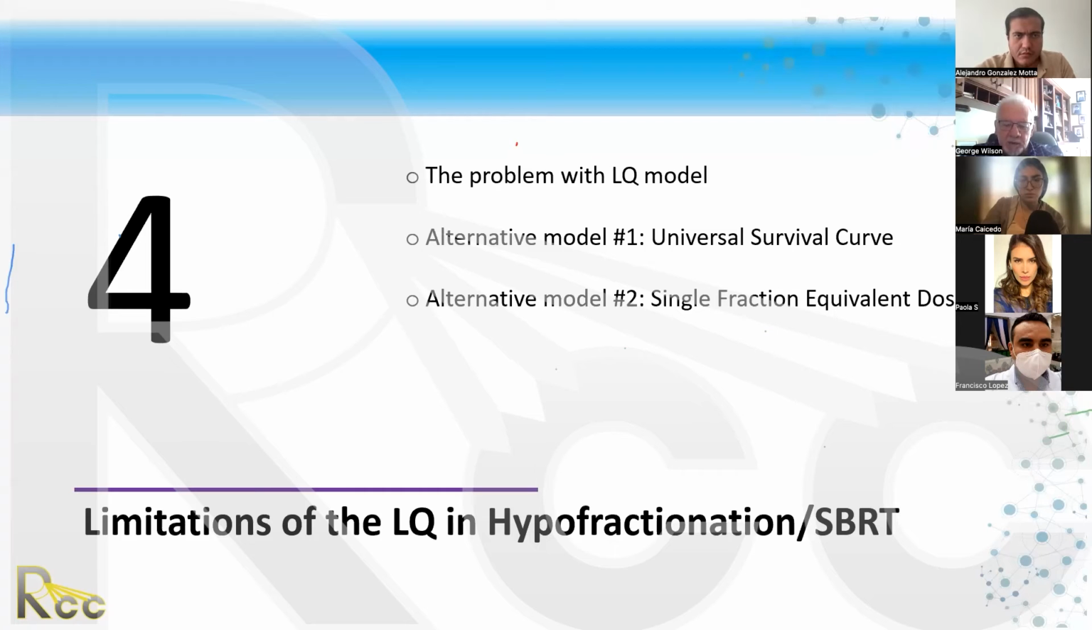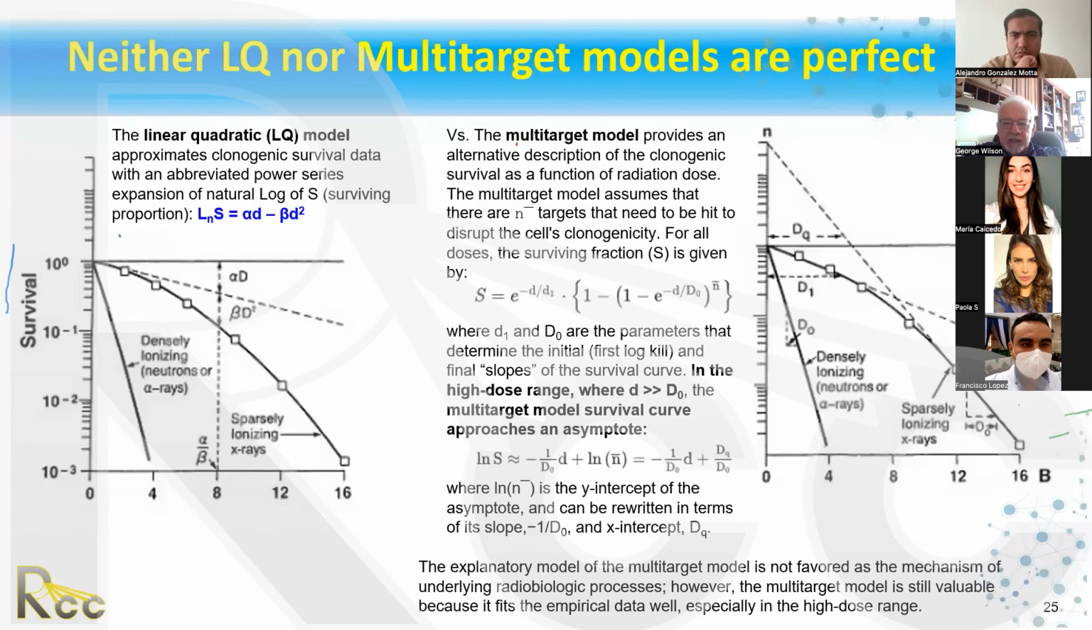So one of the issues now with this more hypofractionation and stereotactic radiation being delivered is that the linear quadratic has a bit of a problem with calculating the effective dose or the equivalent dose at these high doses per fraction. And so we're going to talk about the problem, and we're going to talk about some of the models which have been developed to account for that. So this is a complicated slide, which I'm not really going to go into any great detail. This is a standard linear quadratic model.